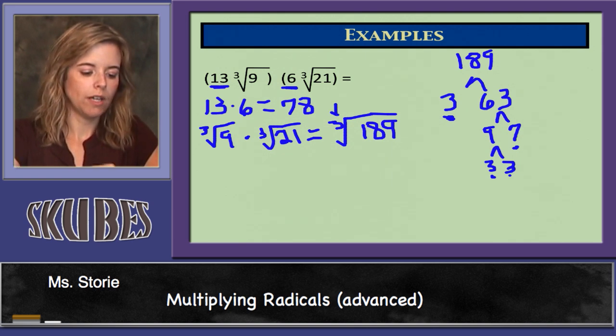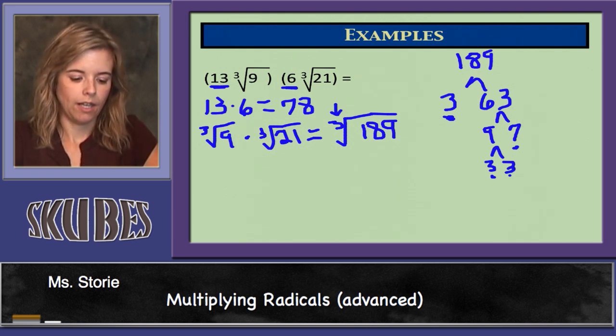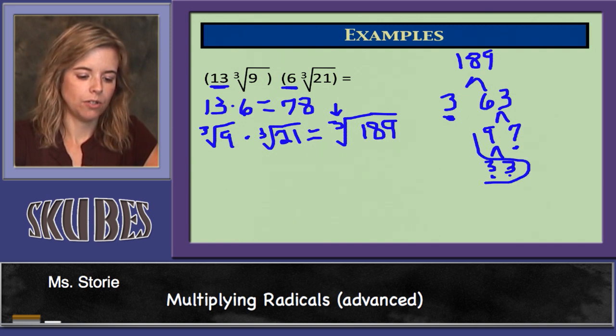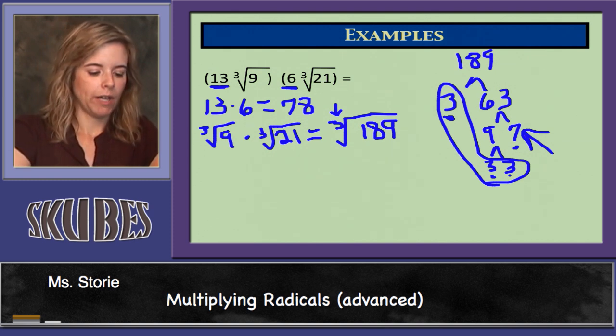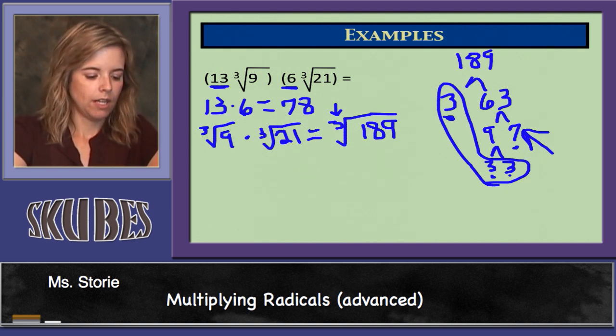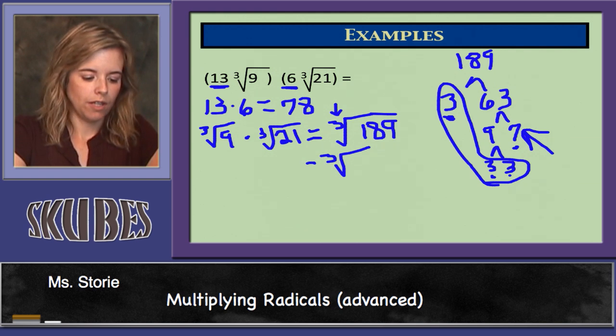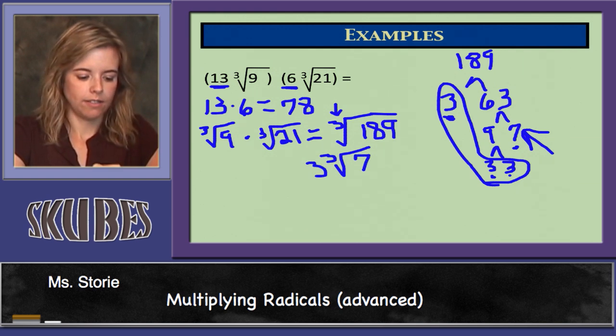This is cubic, so I'm looking for groups of 3. It turns out I do have 1, 2, 3 3's, and a lonely 7 left over. So my answer for this fully reduced is going to be the cube root, 3 comes out, and the 7 stays in. Now that's for my radicals.